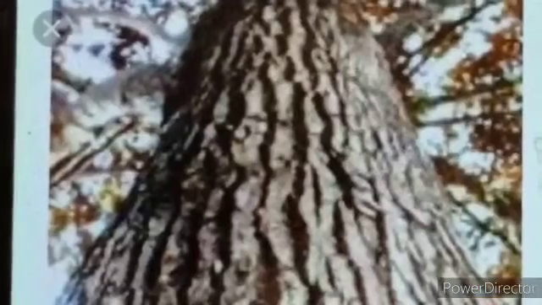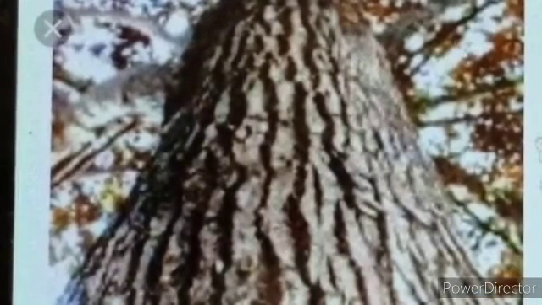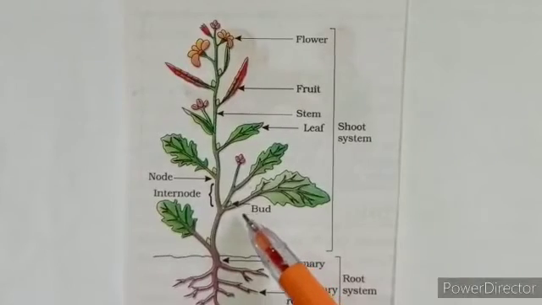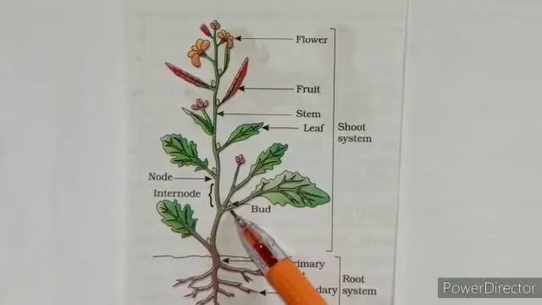The outer covering of a woody stem. All of you see here, this is the outer covering of a woody stem in some trees. This is called bark, the bark of a tree. Students, all of you see here, this is the young developing shoot. This is called a bud.